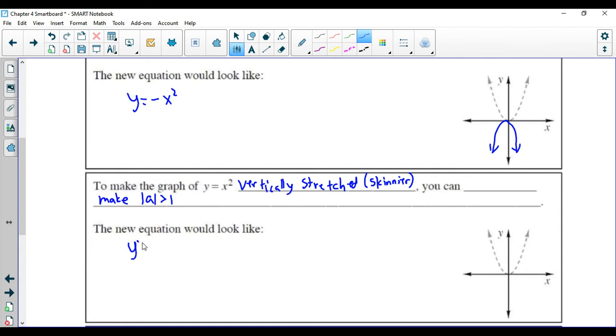So for example, I could have y equals 2x squared. My a is 2 here. The absolute value of 2 is 2, and that's greater than 1, so it would be vertically stretched. I could also have negative 3x squared. So the absolute value of negative 3 is 3. 3 is greater than 1. So therefore, this one would be flipped because the a is negative and also stretched. But if we're looking at just graphing the y equals 2x squared, a skinnier or a vertically stretched one means that it's just going to grow faster. It's going to look something like this.